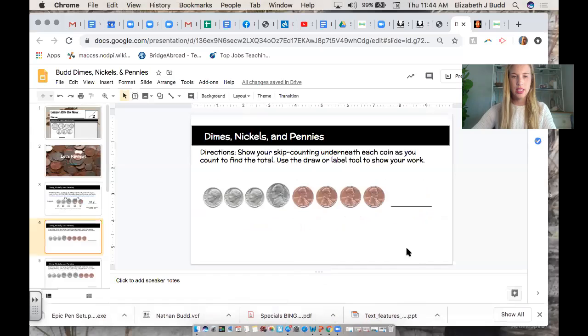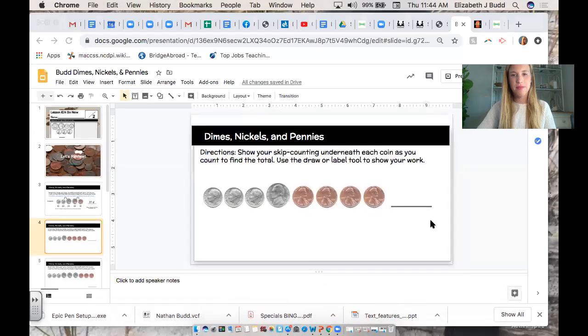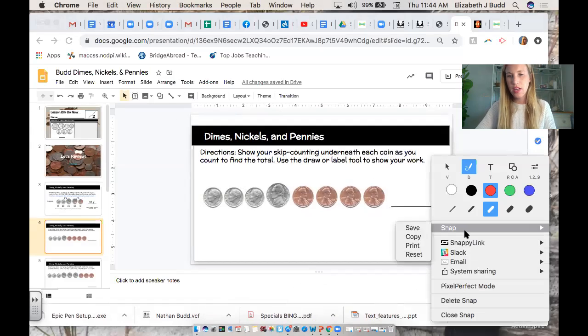Let me go ahead and escape. I'm going to be using a new annotation app that I have, so bear with me while I get it pulled up. But for this assignment, we're just going to be writing the values underneath each coin as we skip count. All right, so let's get started. I'm going to be using a red marker today as I write.